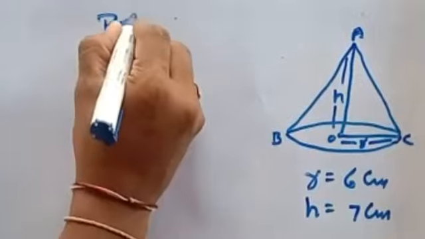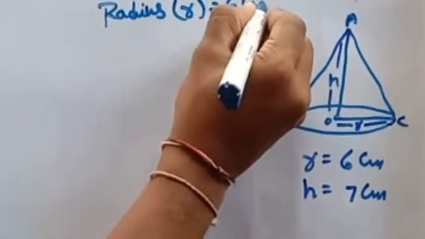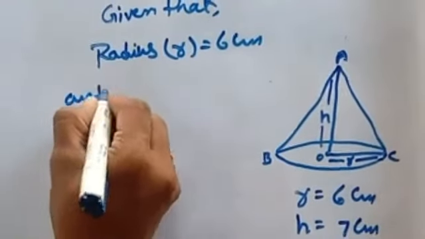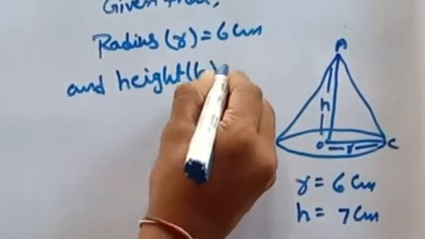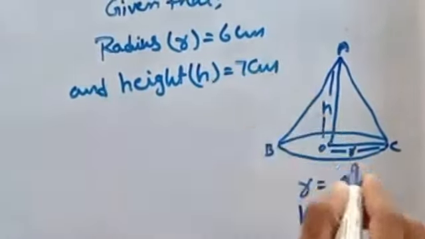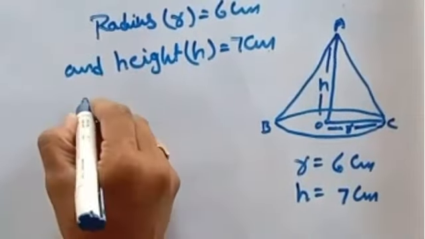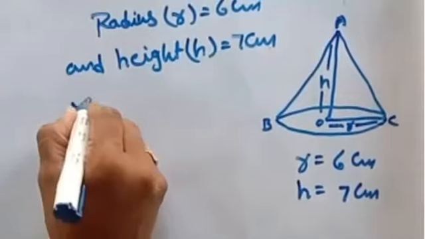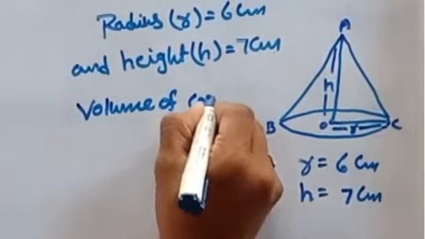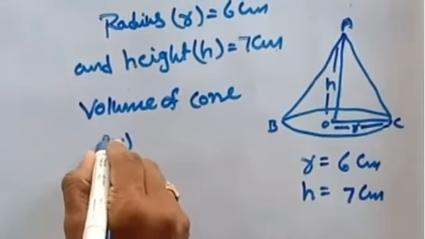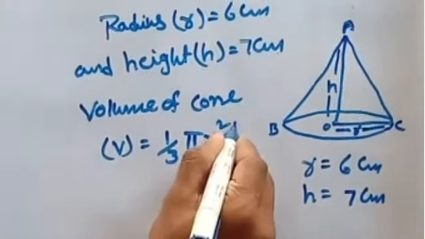Radius r is equal to 6 centimeters and height h is equal to 7 centimeters. Here radius is this, height is OA. Next we find the volume of the cone. We know the volume of cone formula: V is equal to 1 by 3 pi r square h.